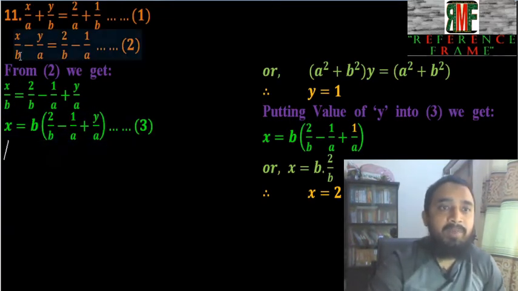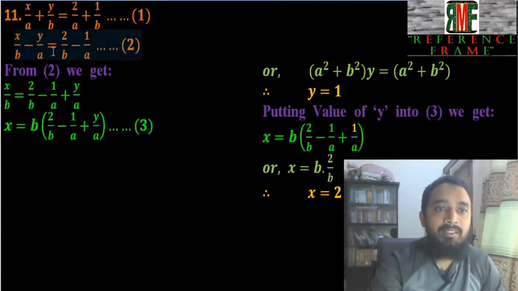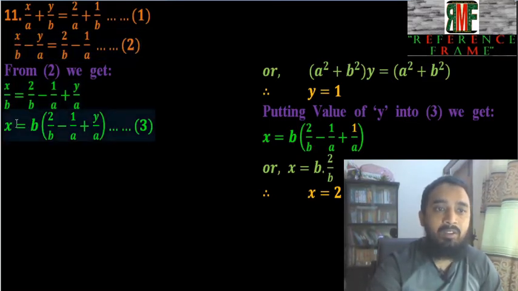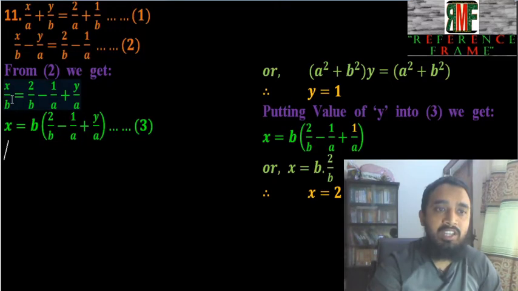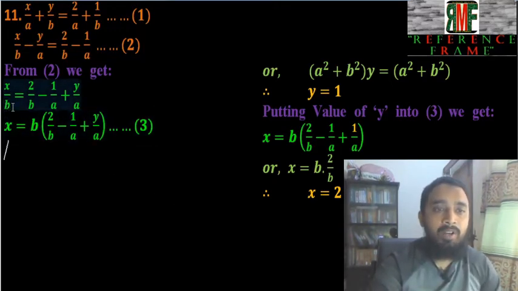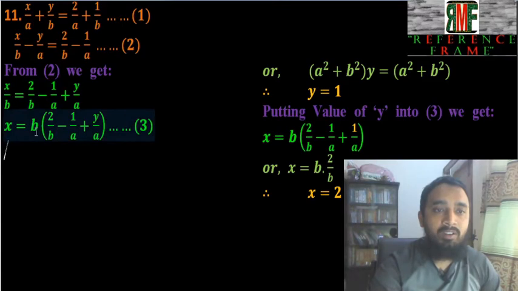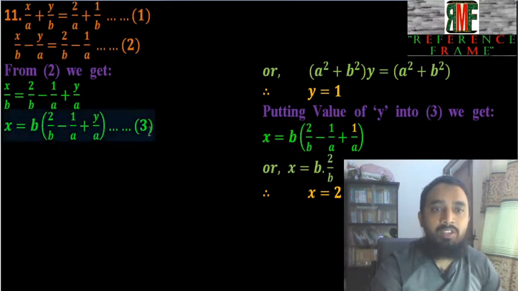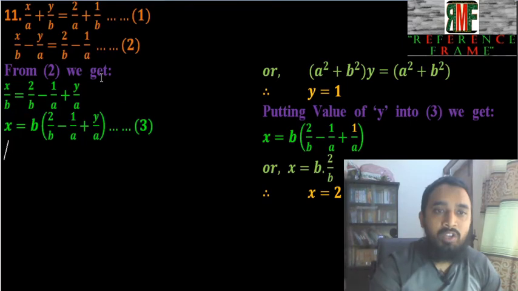So x by b is going to be 2 by b minus 1 by a minus y by a, as you can see on the screen. Therefore, as we need the value of x only, x is equal to b times that, since b's position is the denominator. When you change this side, it becomes the numerator. So we just move it to the right hand side and we get a situation like this, which is equation 3.